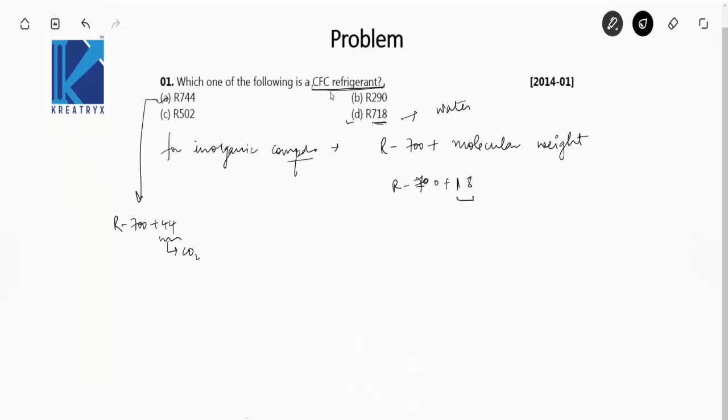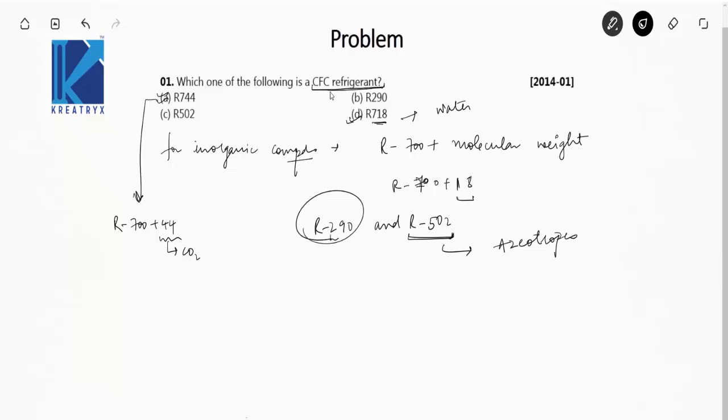So A and D are not the CFC refrigerants because they do not contain chlorine or fluorine. Okay, let's check the other two options, that is R290 and R502. I will tell you that the R500 series are actually used for azeotropes. So let's check R290 first.